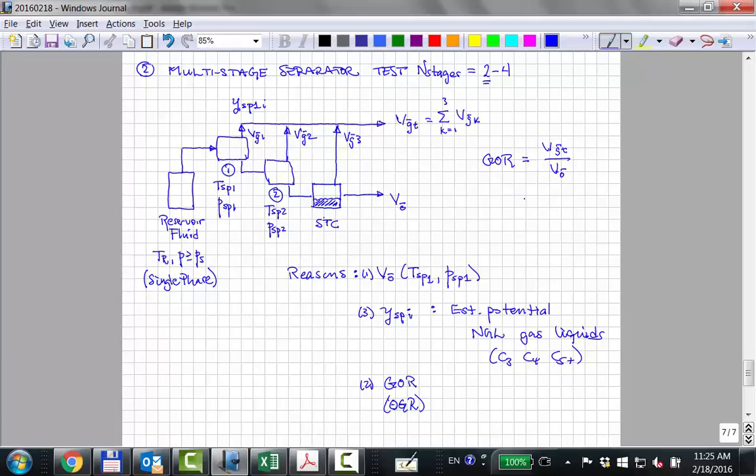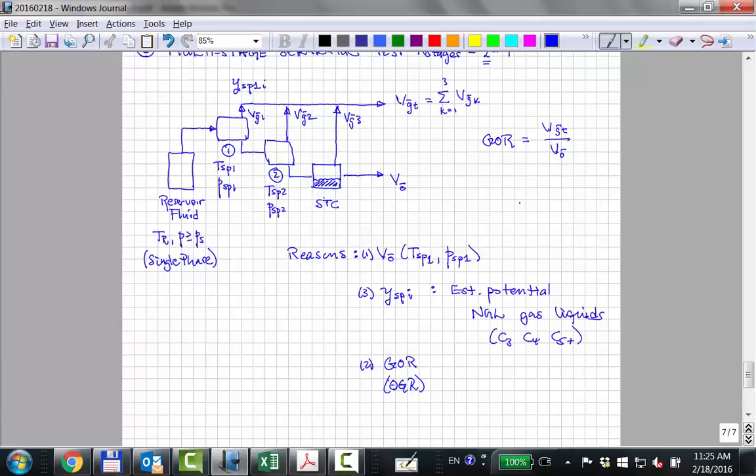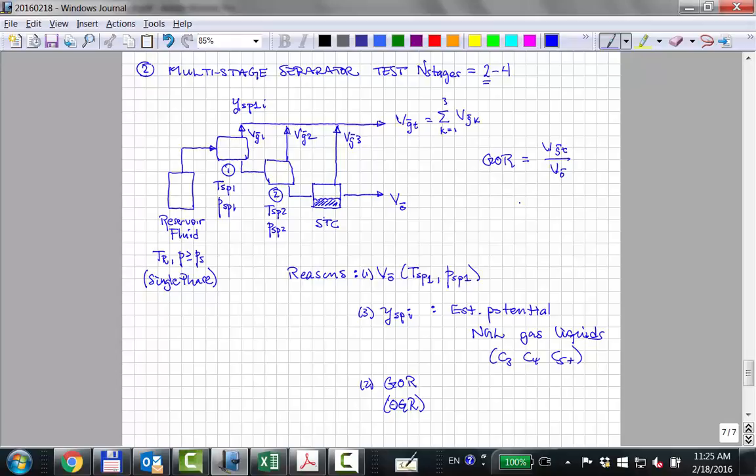Or the inverse of that for the oil gas ratio. Instead of composition, in the old days they would just measure the gas gravity here. That could also be used for each stage.